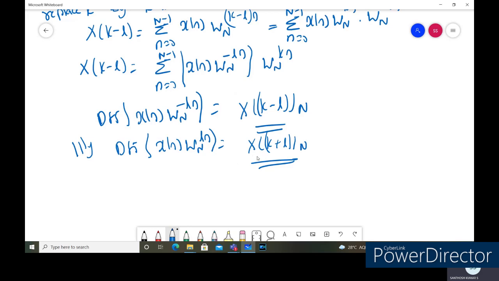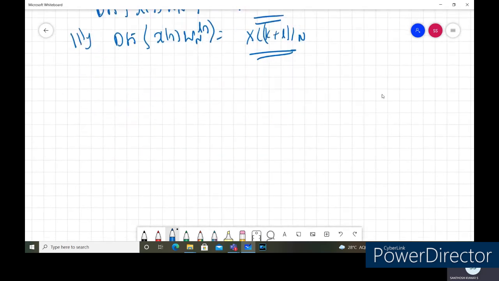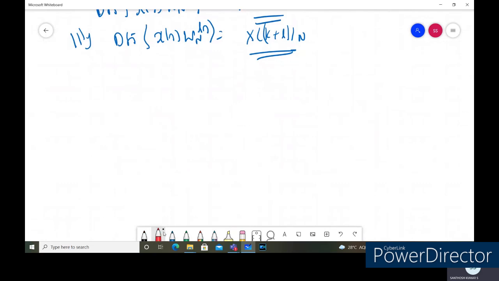So this property is also helpful to find the DFT and IDFT of sequences. So we can take one problem and find that out. We'll consider one problem on this frequency shift property, so we'll see that problem.